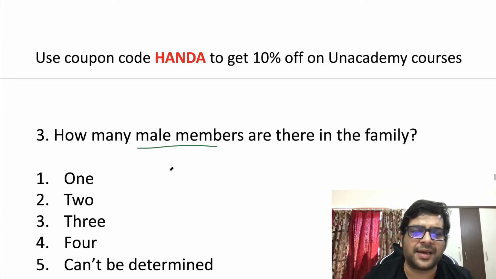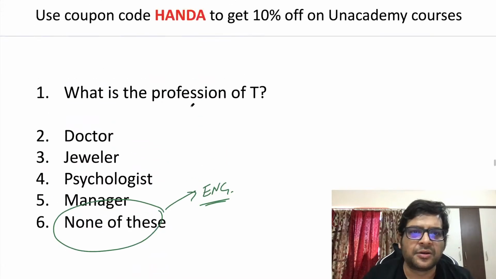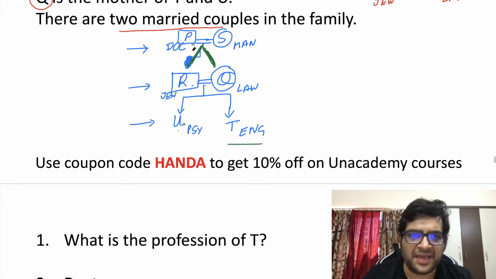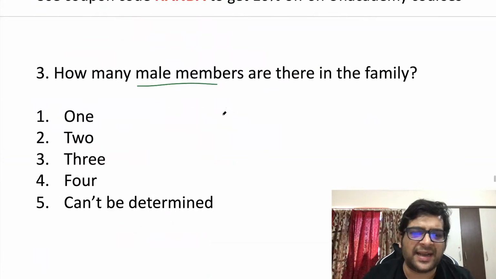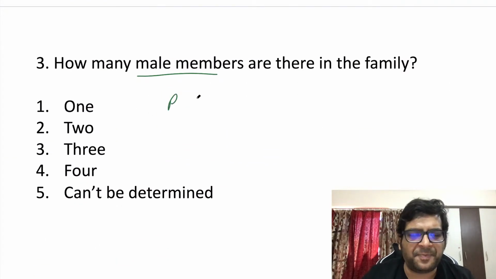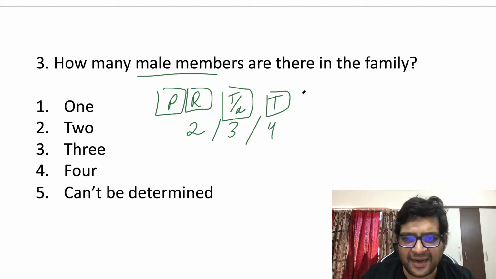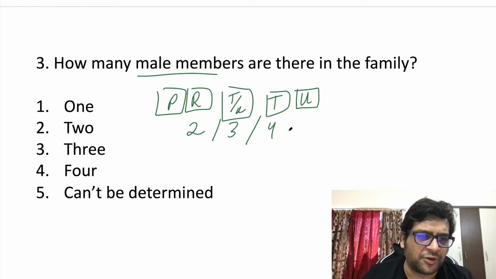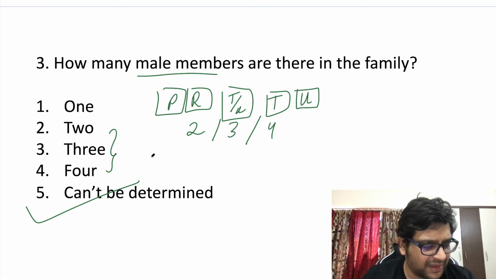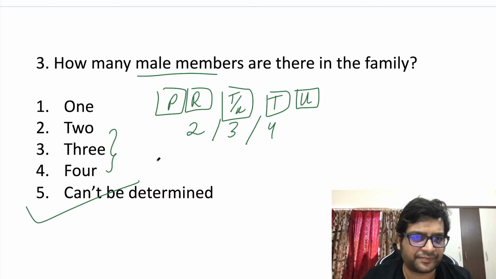How many male members are there in the family? So male members are, P is a male member, R is a male member, U and T I do not know. So definitely P and R are male members. So it could be 2 or 3 when one out of T and U become male, or 4 if both T and U become male. So it could be 2, 3, or 4, and that is why my answer will be cannot be determined.